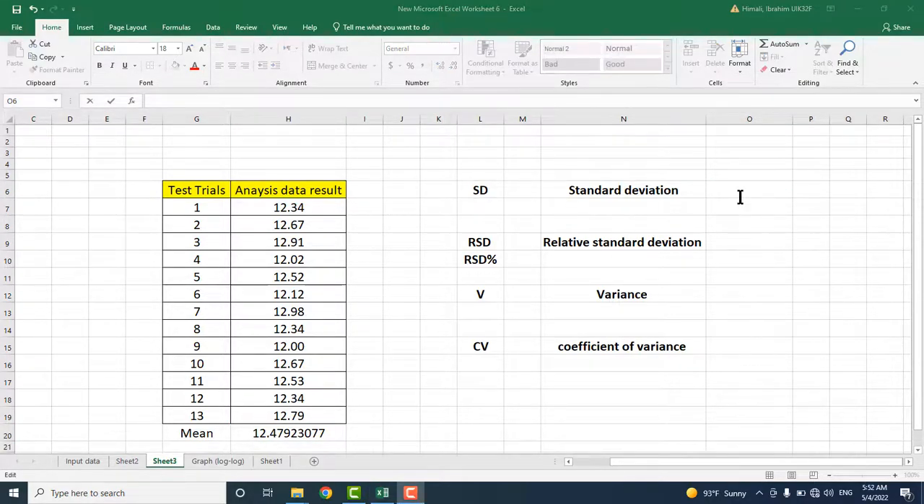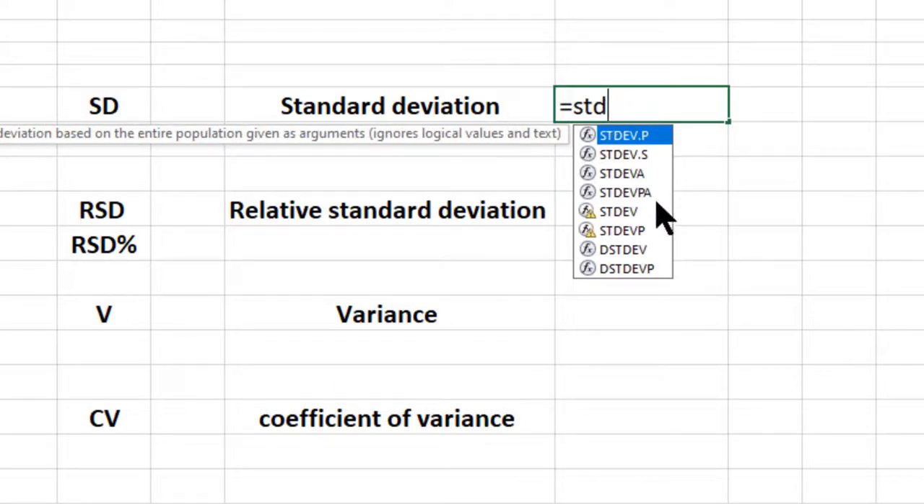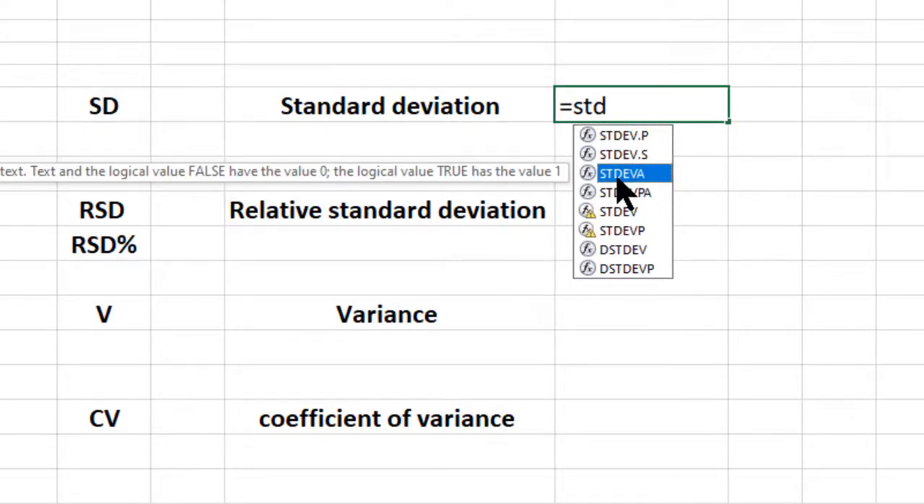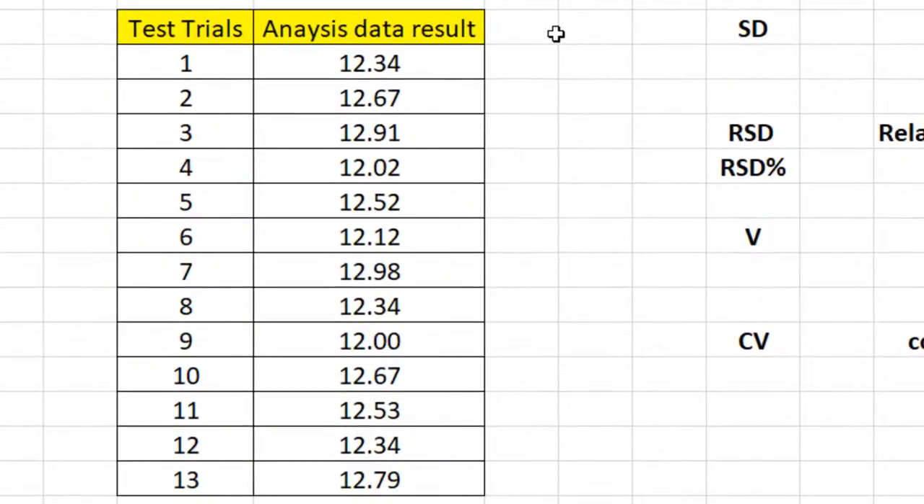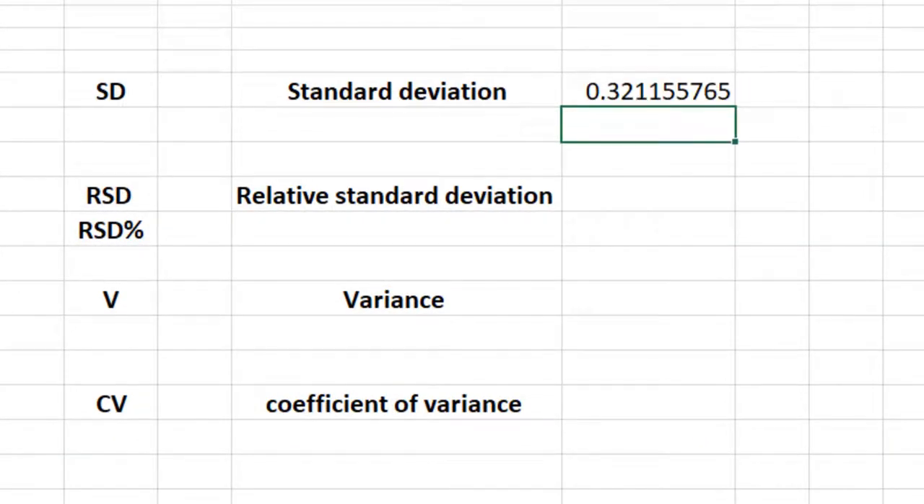Now for the standard deviation, unlike before, thanks to the Excel sheet, we can calculate it very easily. So how am I gonna do it? You put equal sign and find standard deviation, which is this one, and select the data you need to find the standard deviation for and press enter. This is how you're gonna do the standard deviation.